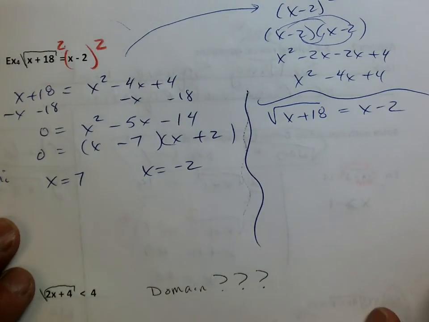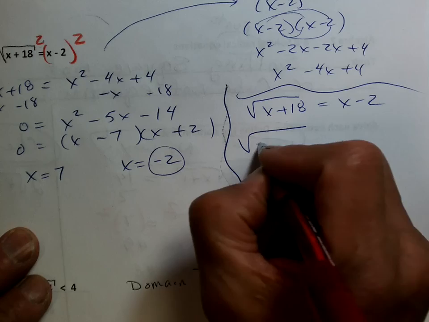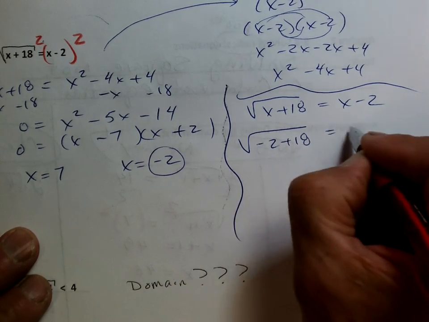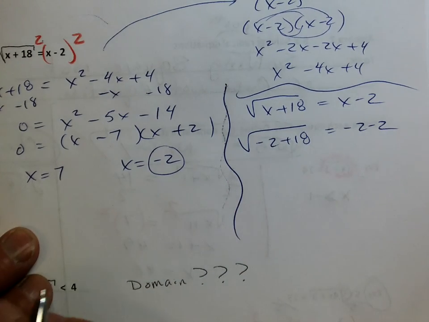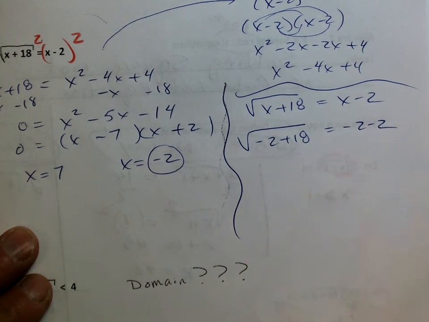Okay, let's prove why she's right. So if x is negative 2, we'll check it. We'll have square root of negative 2 plus 18 should equal negative 2 minus 2, right? Well, first of all, square roots can't equal negatives. They can't. But I'll go further.